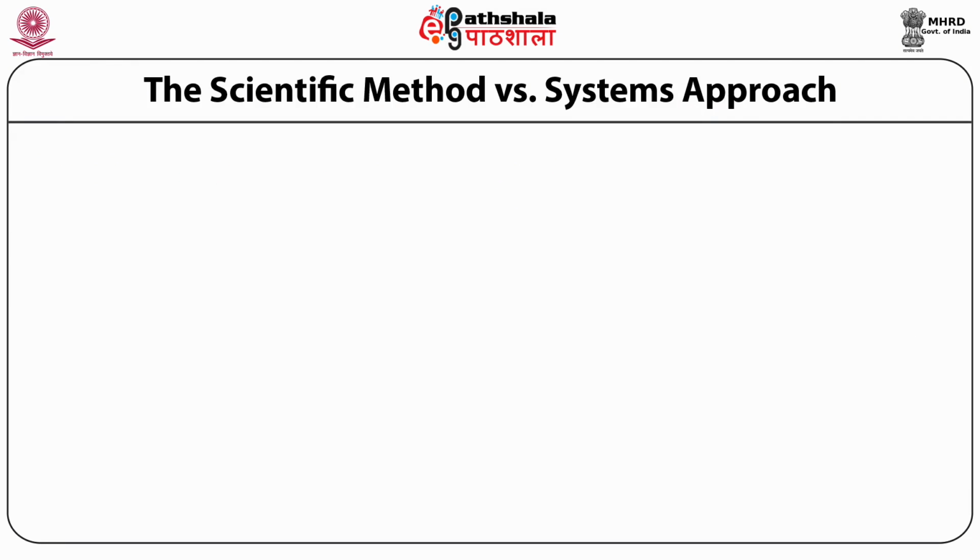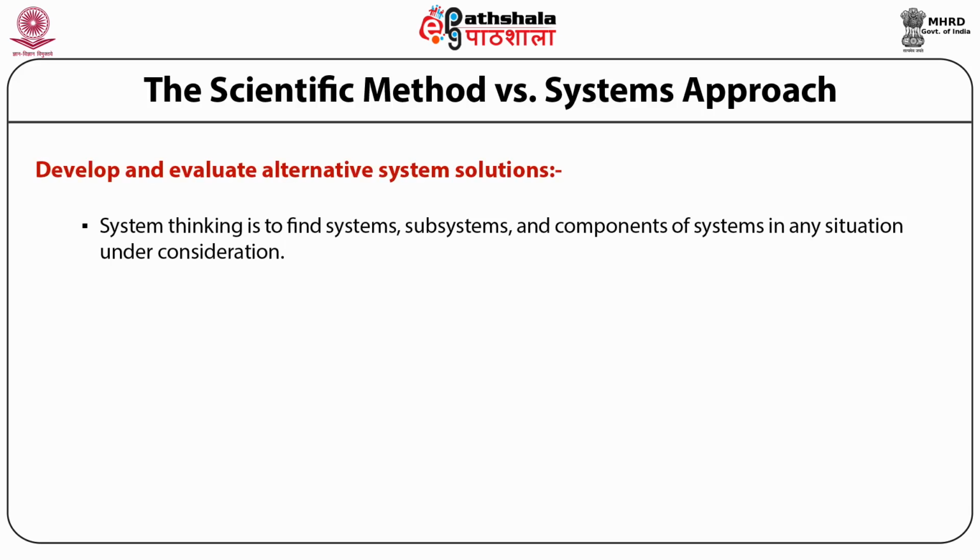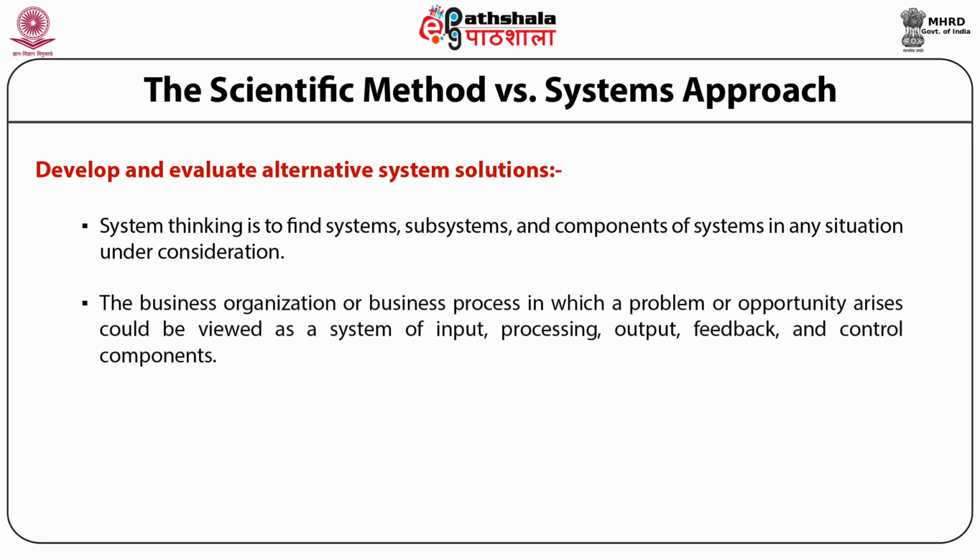The next step is to develop and evaluate alternative system solutions. Systems thinking is to find systems, subsystems, and components of a system in any situation under consideration. This viewpoint ensures that important factors and their interrelationships are considered. The business organization or the business processes in which a problem or an opportunity arises could be viewed as a system of input, processing, output, feedback, and control components.